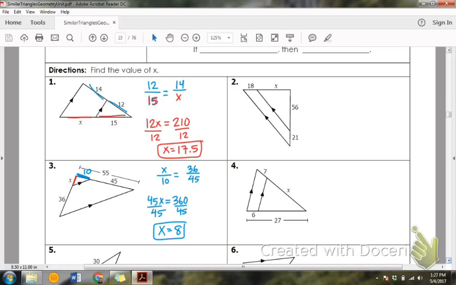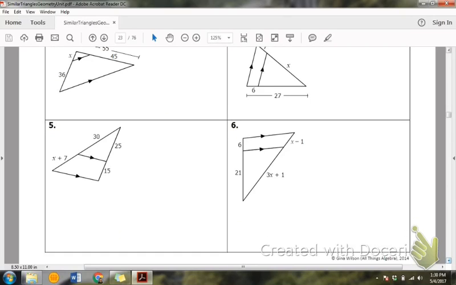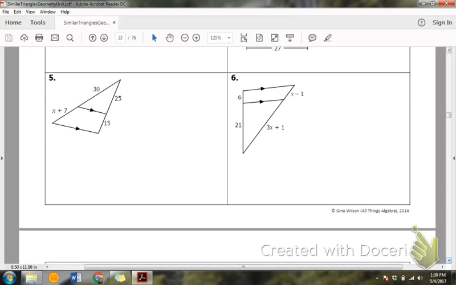All right, let's look at number 5. See if you can set it up. Set up your proportion correctly. Braxton, what's your proportion look like? 25 over 30. If you did 30 over 25, it's okay. 25 over 30 equals what? 15 over x plus 7. So it doesn't matter which way you start. It matters that you stay consistent. So even if you have it flipped, you should have 25 times x plus 7 equals 15 times 30.